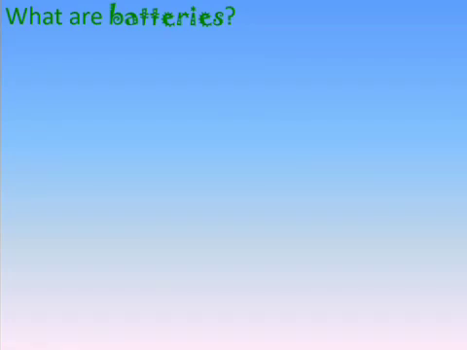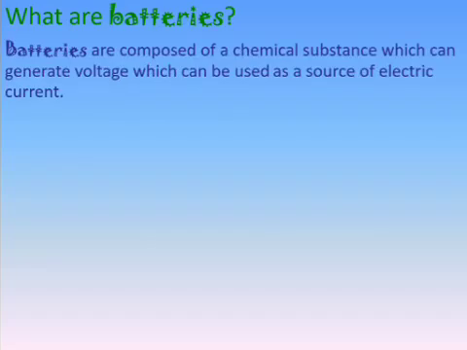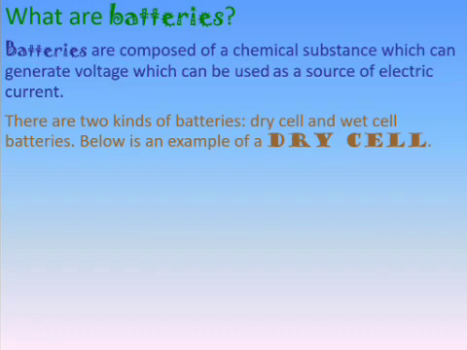We'll start talking about batteries, which are considered the main source of electric current. Batteries are composed of chemical substances that generate voltage, and can be used as a source of electric current. We know that we have two kinds of batteries, the dry cell and the wet cell, but in our lesson we'll talk only about the dry cell.